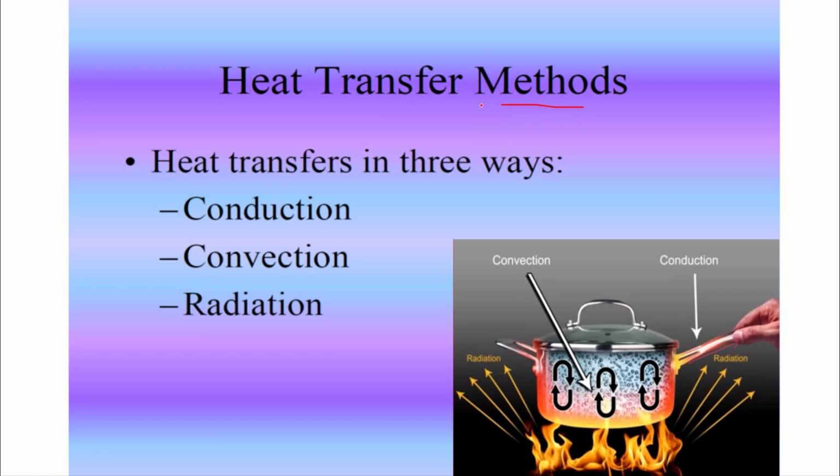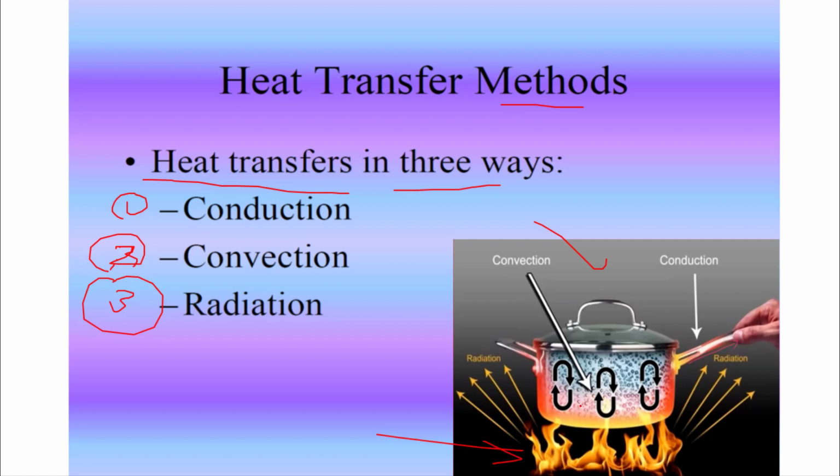Heat transfer methods or types. Heat transfers in three ways. Either it transfers by conduction or convection, or radiation. This is the third type. And here is a very good example of transferring heat. If we have a cooking pan, here we have the heat source, and here we have the cooking pan.